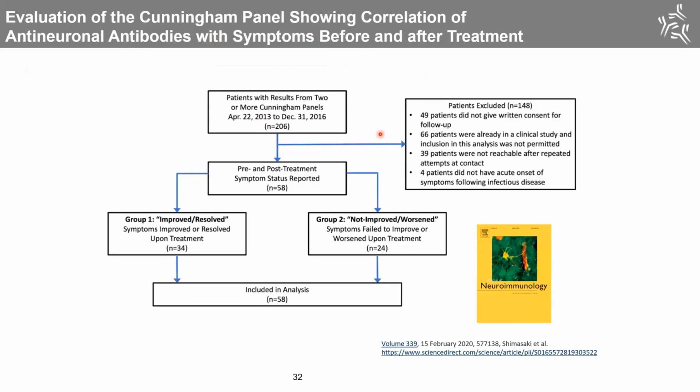Just briefly, we looked for all the patients that had 2 or more of the panels tested, and we found that there were quite a number of them. We looked for those and eliminated those who didn't give us consent to follow up, those that were in studies already, and those that we didn't get information from. That gave us 58 patients. We divided them up into those who improved or resolved after their treatment, and those who did not improve or actually got worse after any kind of treatment. Now, this was not a treatment study, but it was an examination of how these antibodies correlate with symptom improvement or worsening. And that went into the analysis.